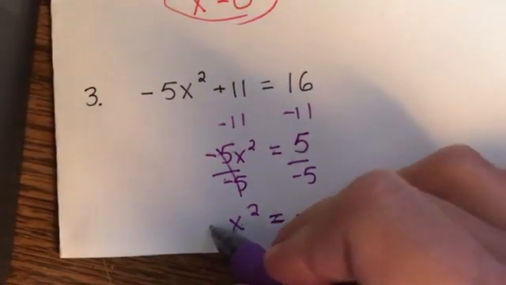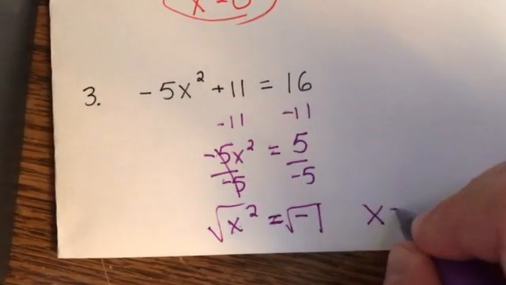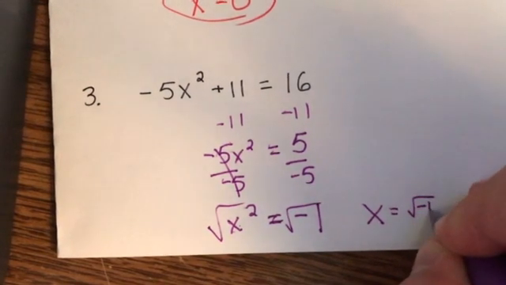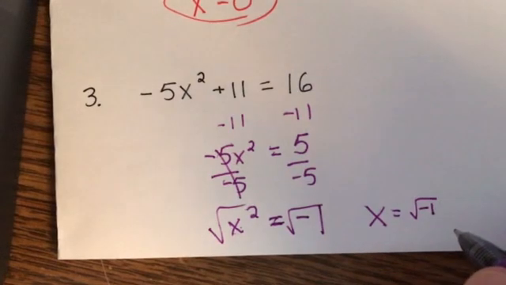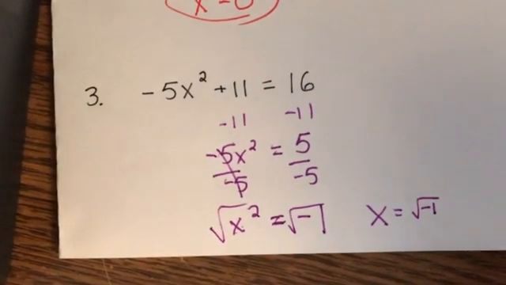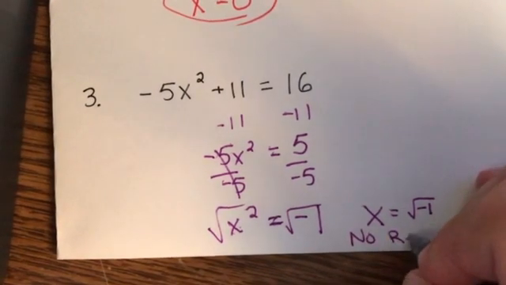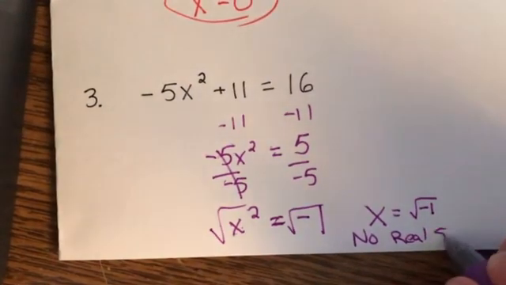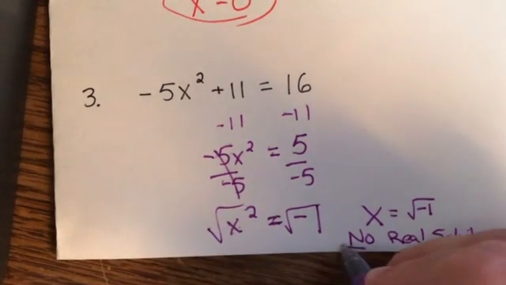Now, when I take the square root of both sides of this equation, I get x equals the square root of negative 1. But there's no number that we could ever multiply by itself to get a negative number. So there is no real solution. And this is exactly how I want you to write this today.